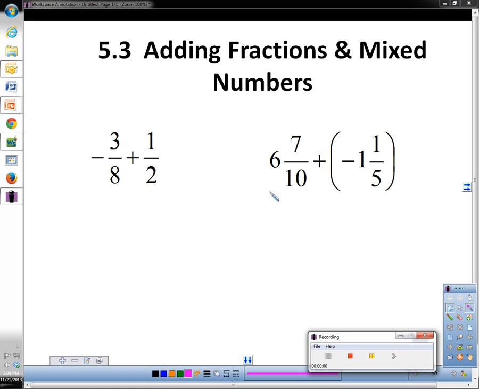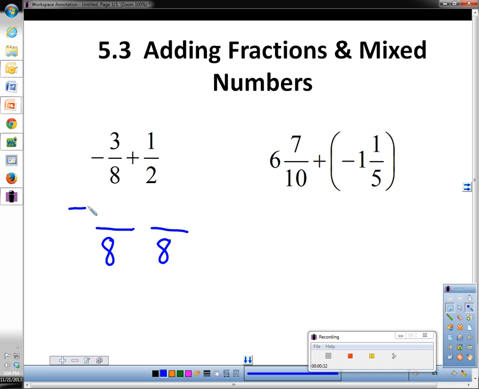To add fractions and mixed numbers, the first thing we have to do is have a common denominator. We can't add fractions without a common denominator. So if I look at the first problem here, negative 3/8 and a positive 1/2, I look for a number that both 8 and 2 can go into. Sometimes the larger of the two numbers can be your common denominator. 8 is a multiple of both 2 and 8, so that's going to be our common denominator.